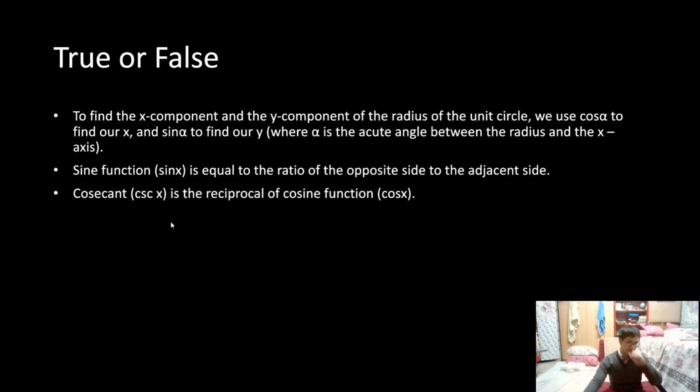Okay. Next. Cosecant, or cosecant x, is the reciprocal of the cosine function, or cosine x. Cosecant is the reciprocal of the cosine function.